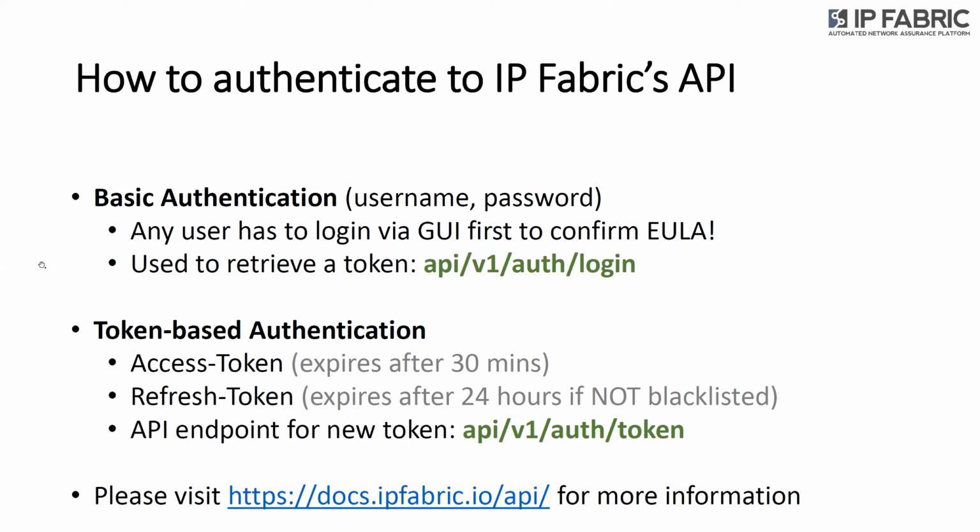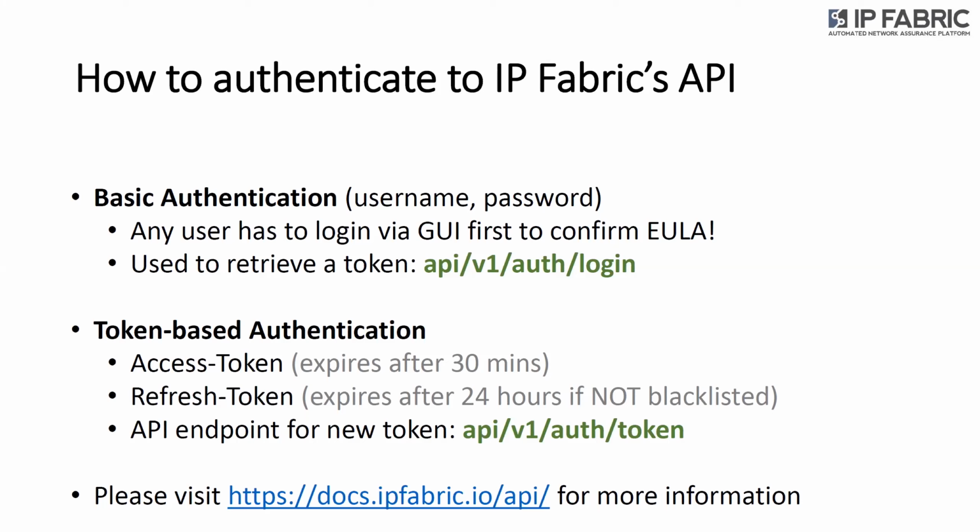First, we will see how we can authenticate to the IP Fabric's API. We support two standard authentication models. The first is the basic with the username and the password. Please note that any user that you create in IP Fabric and want to use for the API communication, you need to log in through the GUI first to confirm the end user license agreement, otherwise you can't connect.